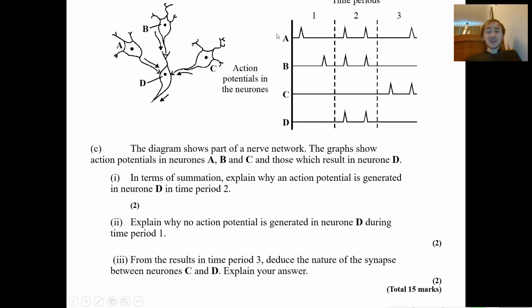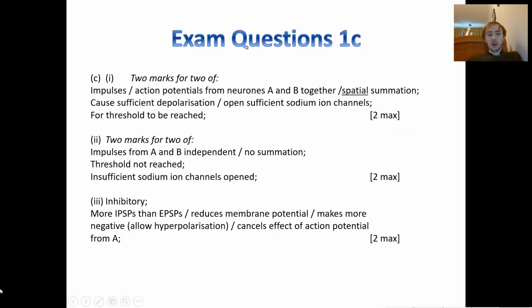We know A is positive then, because A and B together did activate D. If C was positive as well, then we would have an action potential in D. C cannot be excitatory, it cannot be releasing acetylcholine. Why must it be then that it's preventing an action potential? It must be because it is inhibitory. It must be a GABA neuron or something like it. It must be causing chloride ions to enter D. So, more IPSPs than EPSPs.